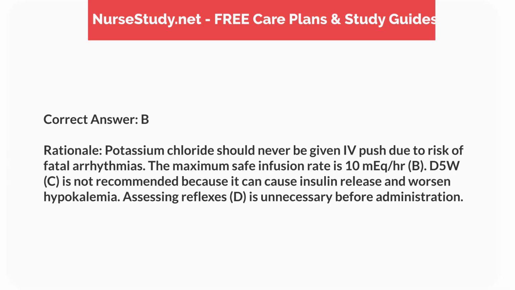Correct answer, B. Rationale: potassium chloride should never be given IV push due to risk of fatal arrhythmias. The maximum safe infusion rate is 10 milliequivalents per hour, B. D5W, C, is not recommended because it can cause insulin release and worsen hypokalemia. Assessing reflexes, D, is unnecessary before administration.